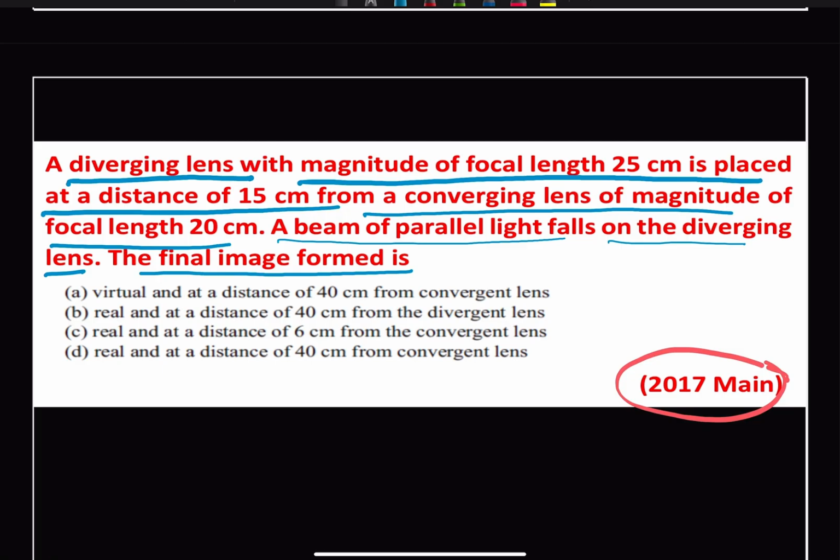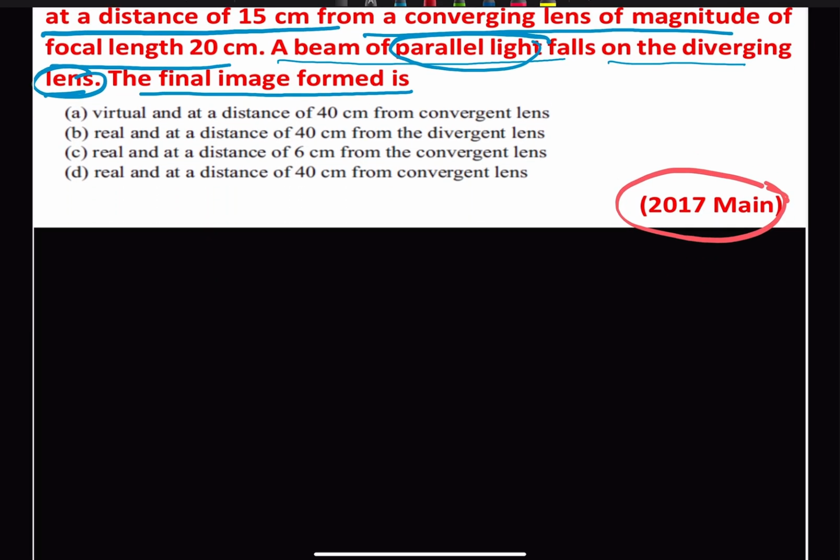So we are given that we have a diverging lens as well as a converging lens. So one will be concave and another one will be convex. And it is given that a parallel beam of light falls on the diverging lens. Okay, so it is quite obvious that, okay, let's first of all draw the figure, then we can discuss what is going to happen.